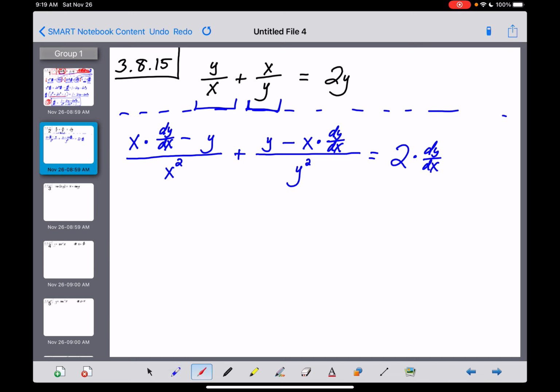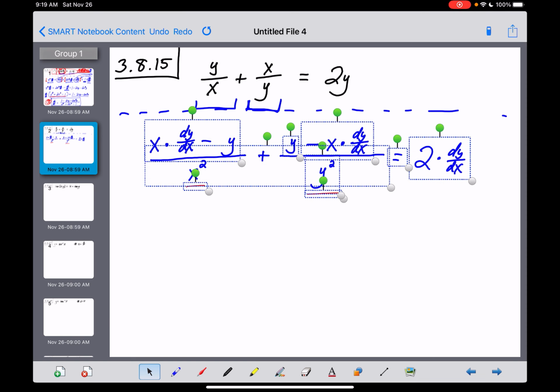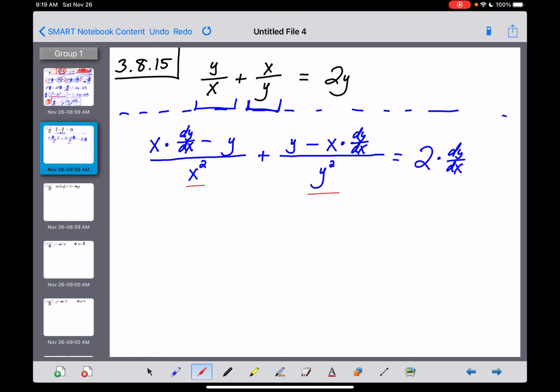So what I think we're going to do is multiply both sides of this equation by the product of x squared times y squared. And what that's going to do for us, I think, is get rid of all the complex fractions here and make this thing hopefully a little bit easier to deal with. So if I multiplied both the left side and the right side here by that x squared y squared, let's see what that'll do for us.